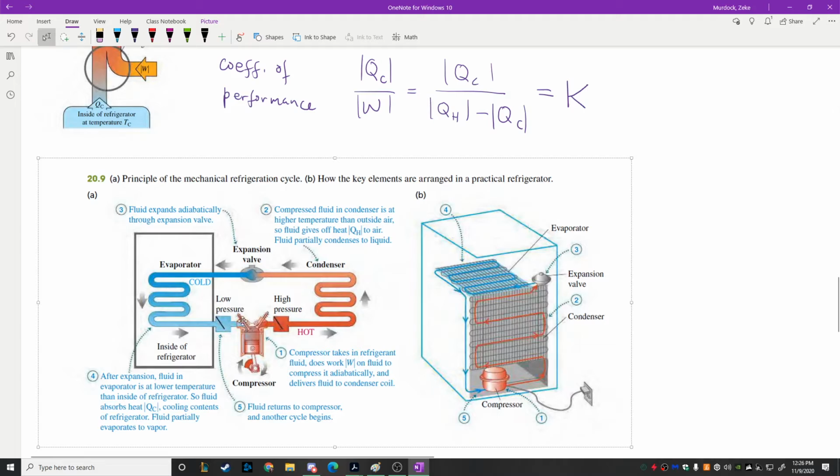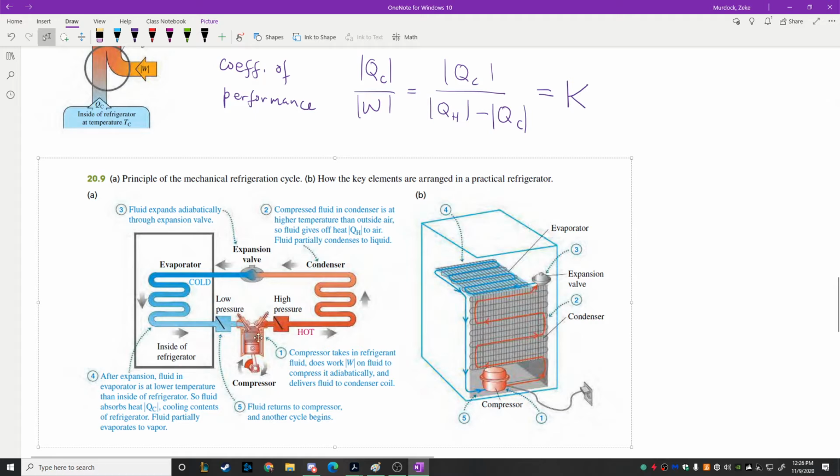Oh, maybe it's not closed. No, it is closed. It's a closed system. So you have the refrigerant fluid. That's your working substance. So the compressor takes in refrigerant fluid. It does work on the fluid to compress it adiabatically, and it delivers the fluid to the condenser coil. So the condenser coil is right here.